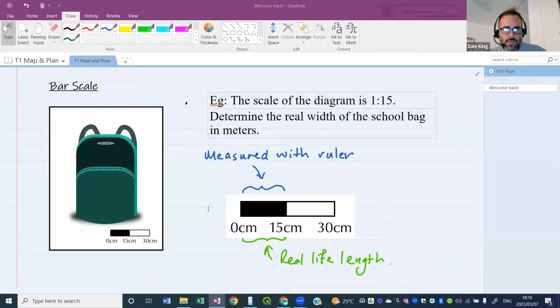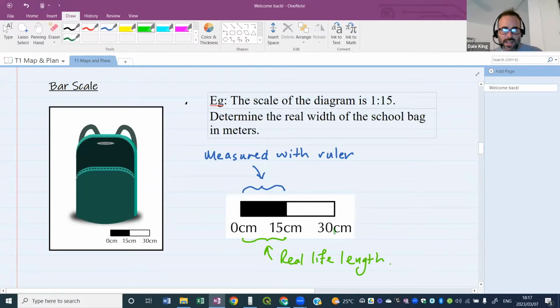So what you need to do is measure a portion of the scale. In this case, this bar scale has a black bar at the front and a white bar at the back. If we measure the first bar and get a ruler measurement for it, that ruler measurement must represent the real world measurement underneath. So if you measure this bar and get 1 centimeter, then underneath you can see it goes from 0 to 15. That black part of the bar, which measures 1 centimeter, must represent 15 centimeters in real life.